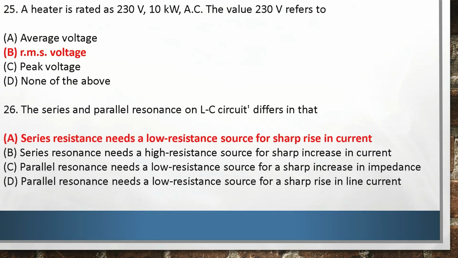26. The series and parallel resonance of an LC circuit differ in that: A, series resonance needs a low resistance source for a sharp rise in current; B, series resonance needs a high resistance source for a sharp increase in current; C, parallel resonance needs a low resistance source for a sharp increase in impedance; D, parallel resonance needs a low resistance source for a sharp rise in line current. And the answer is A, series resonance needs a low resistance source for a sharp rise in current.